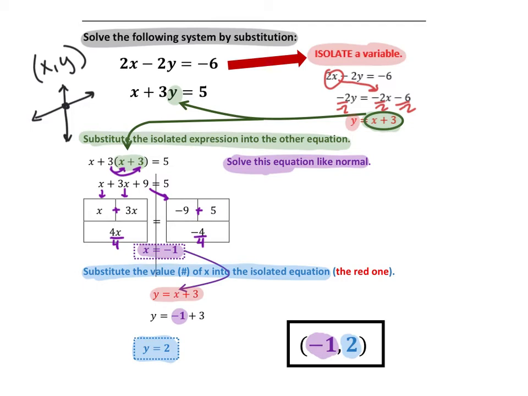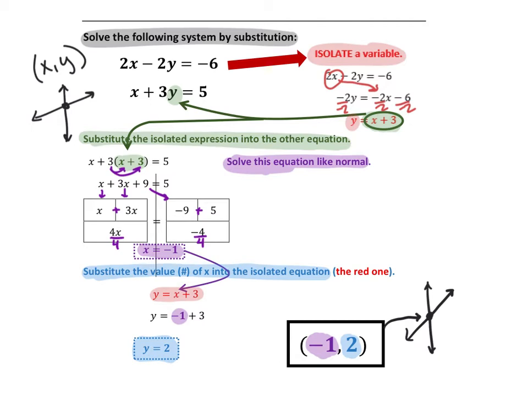If I wanted to check my work, all I would need to do is graph both equations and guarantee that this coordinate of 1, 2 is exactly where the two lines meet, because that is the graphical solution. So we can always check our work with what we learned last time. For good measure, let's just double check and make sure we understand these steps.